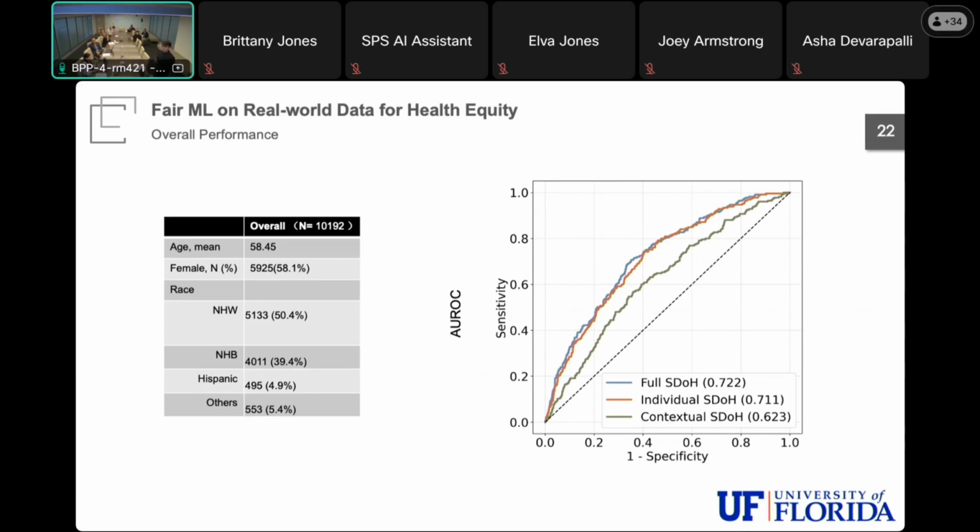The performance is 0.71 in AUROC. And by adding the contextual level SDOH together, the performance will be improved to 0.72, which is acceptable for a screening tool, but not a diagnosis tool.